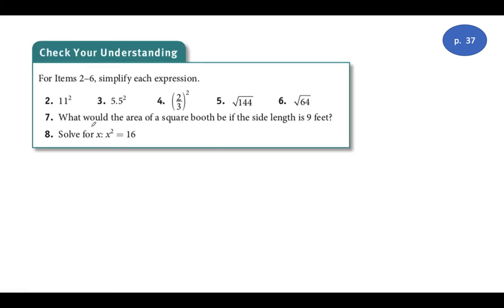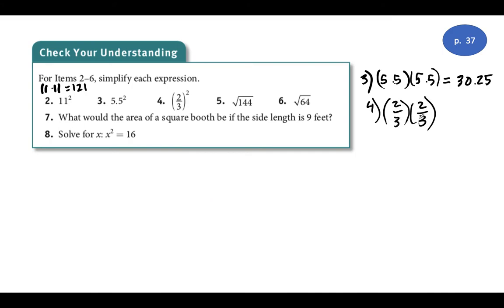All right, last page. Page 37. We're just going to do these problems real quick. So 11 squared is 11 times 11, which is 121. 5.5 squared is going to be 5.5 times 5.5, which gives you 30.25. Problem number 4. We can raise fractions to powers, no problem. 2/3 squared is just 2/3 times 2/3. Numerator times numerator, denominator times denominator.